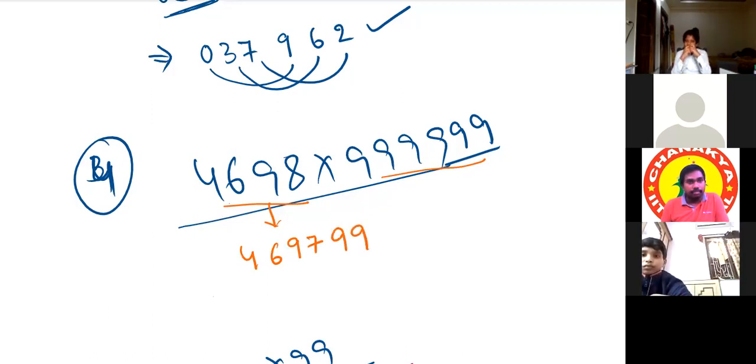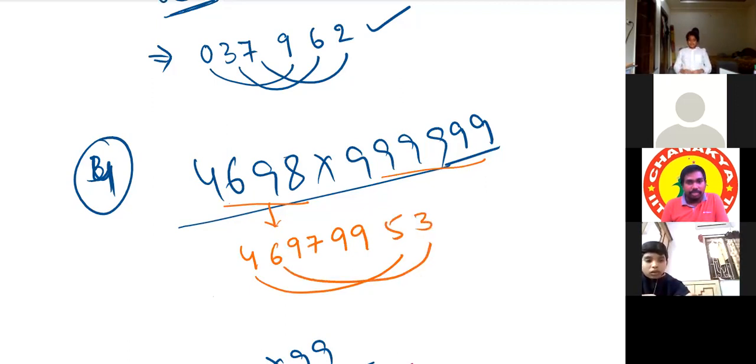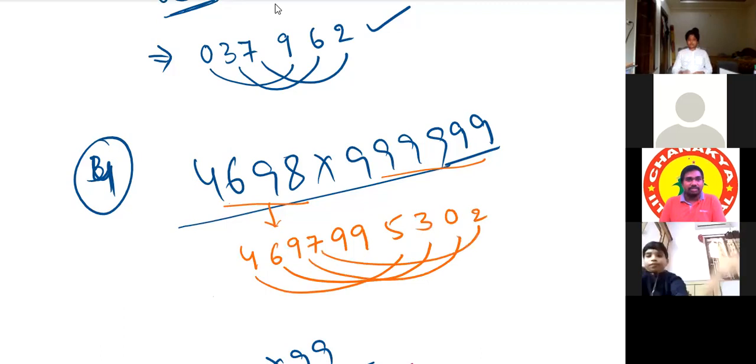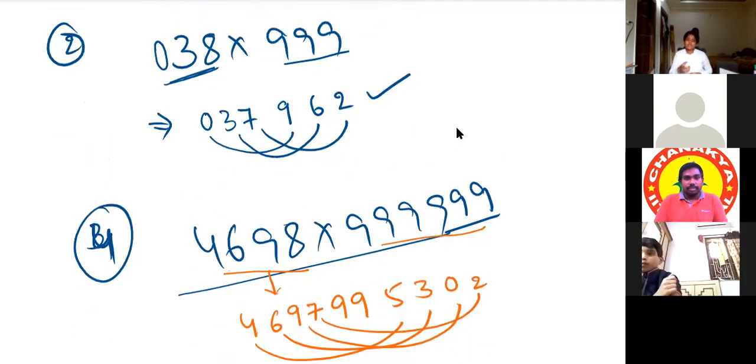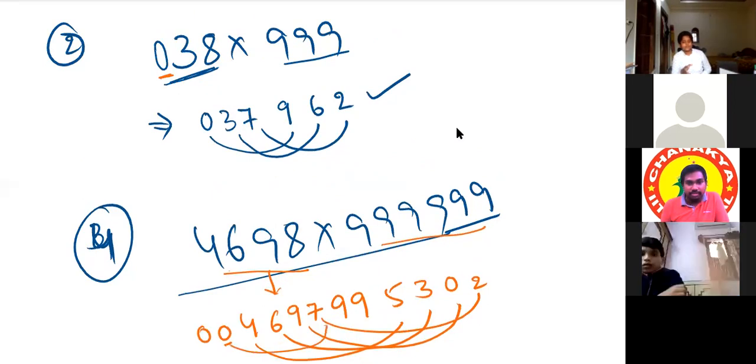9 9. And later, 9 minus 4 is 5. 9 minus 6 is 3. 9 minus 9 is 0. 9 minus 7 is 2. That's all. That's the answer. Yes or no? Sir, why are you not doing it with another 2 nines? That is already over. That corresponds to these 2 zeros, right?